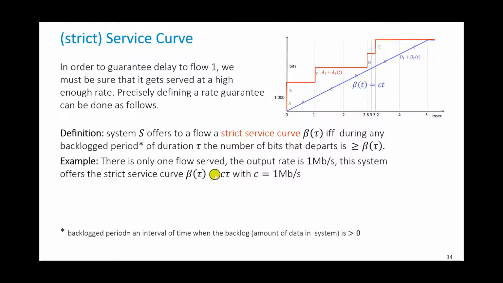For example, a line that has a constant rate and only one flow to serve guarantees beta of tau equals C tau, where C is the line rate. Because during any backlogged period, if I take any period during this interval, the output is at rate C, equal to C times the interval. Of course, that's not the only example. If it were the only example, we would not have such a complicated definition.